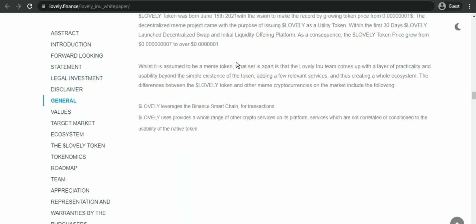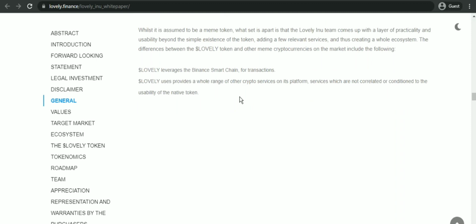Whilst it is assumed to be a meme token, what sets it apart is that the Lovely Inu team came with a layer of particularity and usability beyond the simple existence of the token, adding a few relevant services and thus creating a whole ecosystem. The differences between the Lovely token and other meme cryptocurrencies on the market include the following. Lovely leverages the Binance Smart Chain for transactions. Lovely provides a whole range of other crypto services on its platform, services which are not collateral or conditioned to the usability of the native token.